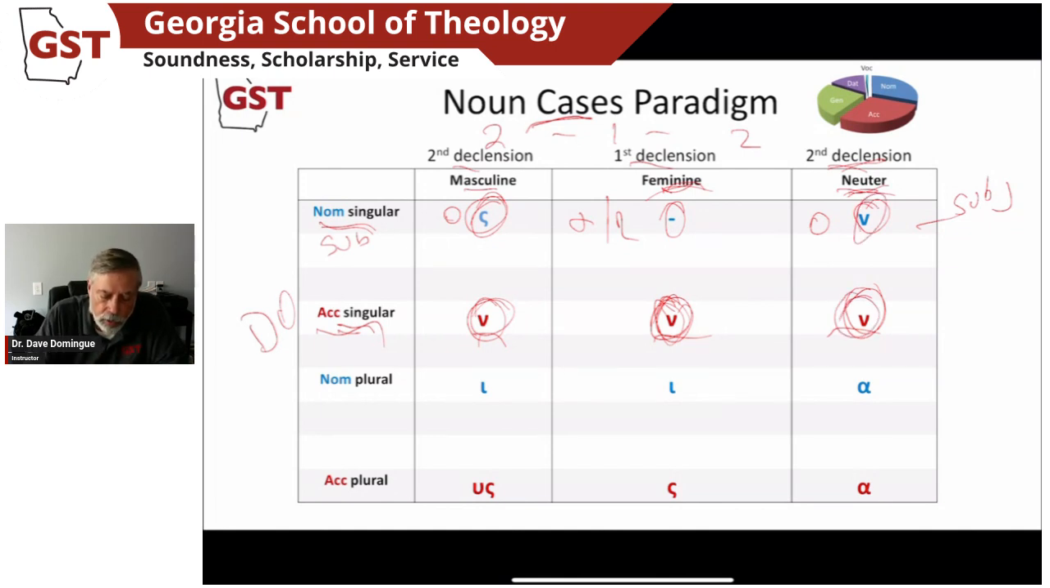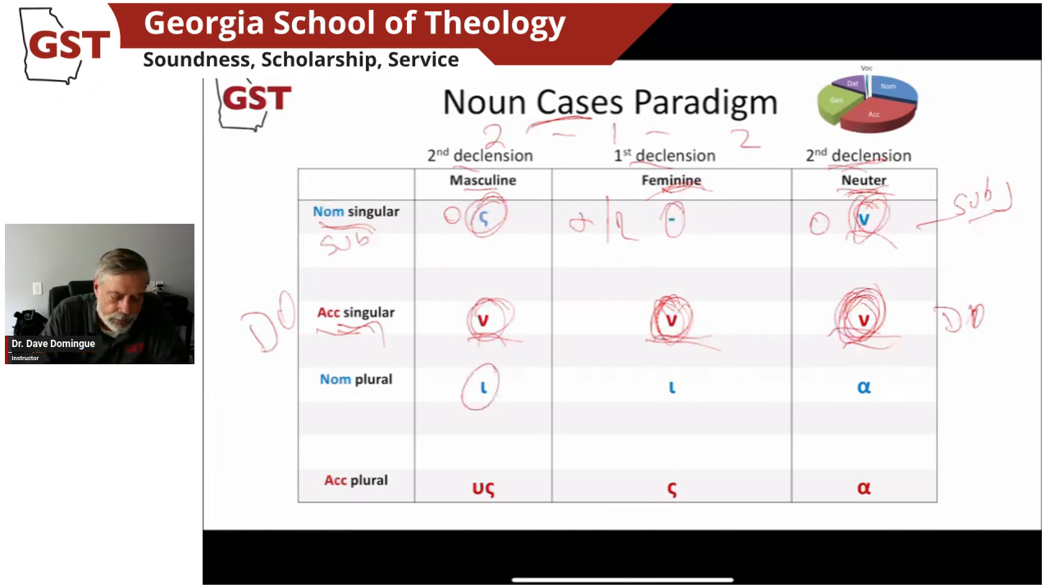Notice another pattern. In neuter words, whether you're talking about nominative or accusative, whether you're talking about subject or the direct object, they both end in a noon. So you have noon, noon, noon. There's the pattern that helps you recognize and remember, and over time it becomes natural to you.